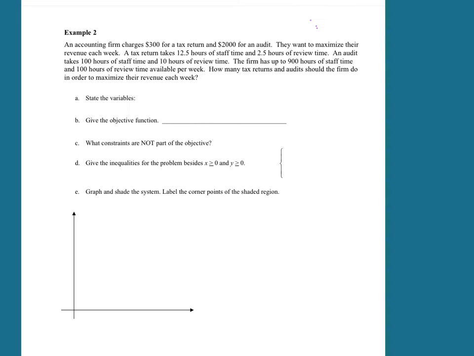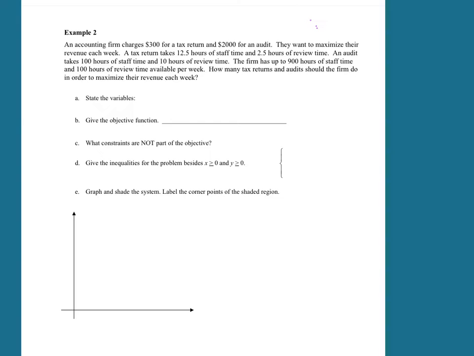All right, it just was tax season, and so let's look at a CPA firm. An accounting firm charges $300 for a tax return and $2,000 for an audit. They want to maximize their revenue each week. A tax return takes 12.5 hours of staff time and 2.5 hours of review time. And an audit takes 100 hours of staff time and 10 hours of review time. The firm has up to 900 hours of staff time and 100 hours of review time available per week. How many tax returns and audits should the firm do in order to maximize their revenue every week?